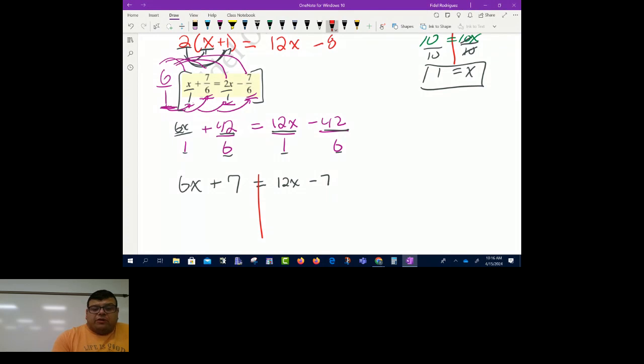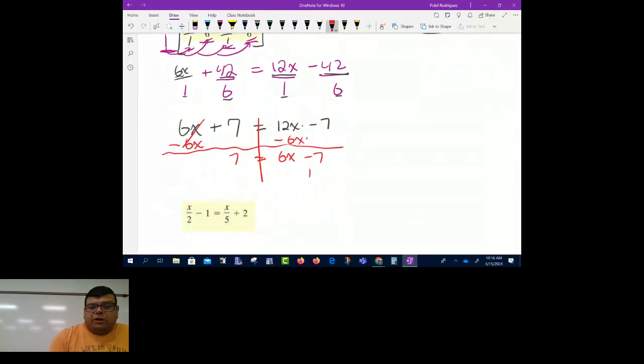So let's see, guys. We're going to move the smaller x to the bigger x. I'm going to go like this: minus 6x here, minus 6x here. Those are going to cancel. We got 7 equals 12 minus 6, which is 6x. Minus 7. I want to go ahead and add 7 to both sides.